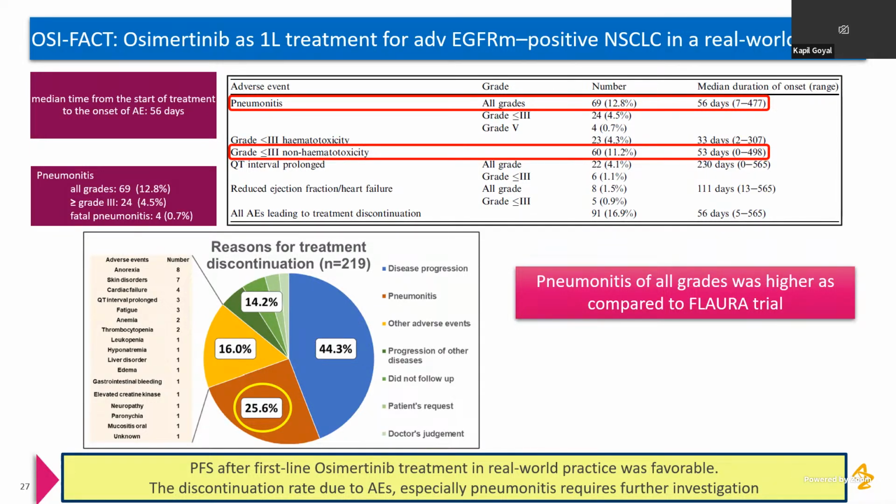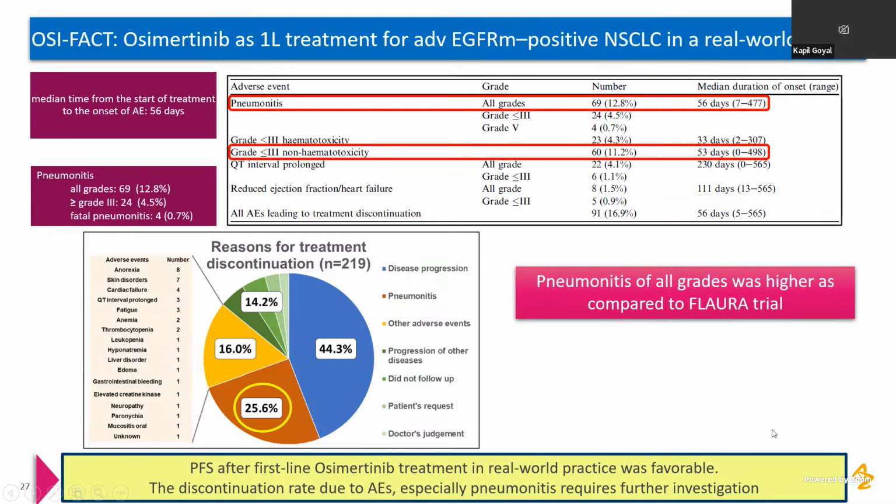The pneumonitis occurred in 13% of the patient, while it was grade 3 or more than that in 5% of the patient, and in 4 patients it was fatal. The reason for discontinuation of treatment was highest: 44% of the patient discontinued the treatment because of the disease progression, while 1/4 of the patient had to discontinue osimertinib due to pneumonitis.